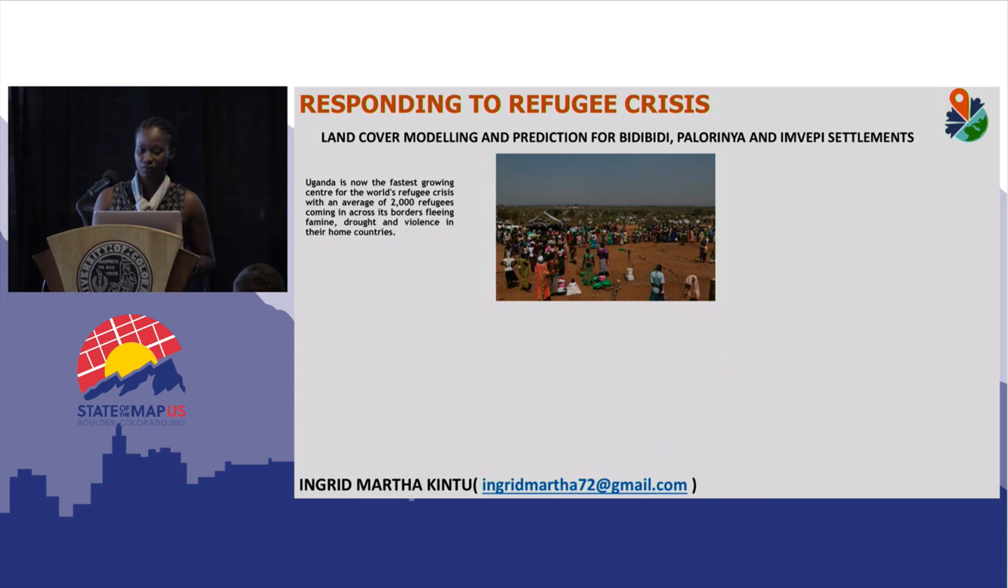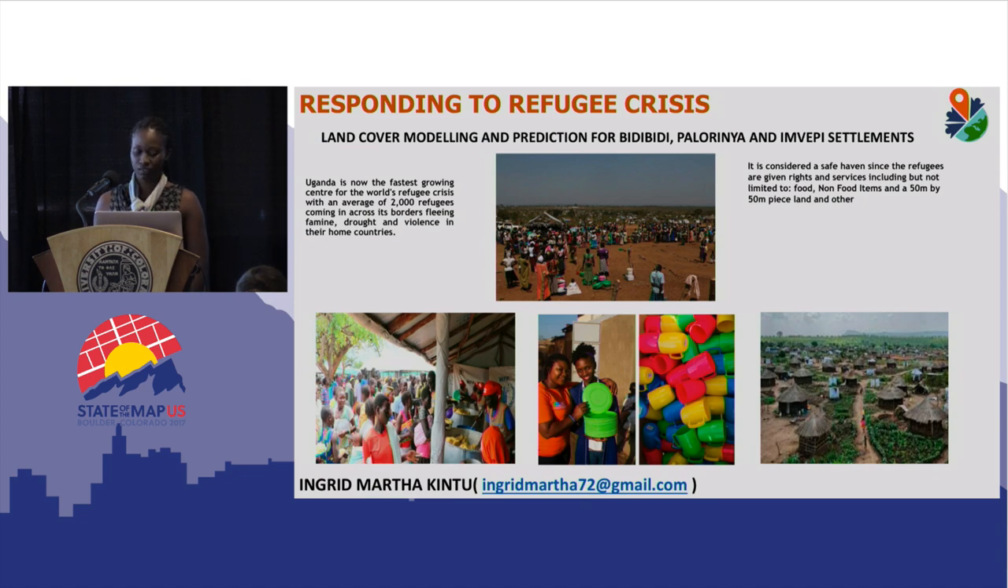We had a hackathon earlier in the year where we were requested to see how we can contribute to addressing a refugee situation that is happening in Uganda. Currently, Uganda is the fastest growing center of the world's refugee crisis. We are having as many as 2,000 refugees coming into the country, and they're fleeing from very harsh conditions. They are fleeing the drought and the famine and the wars that are happening. Most of the refugees are coming from South Sudan.